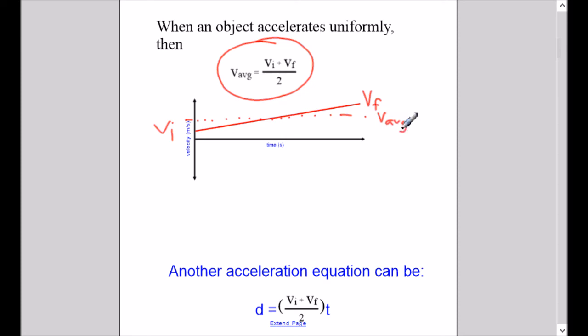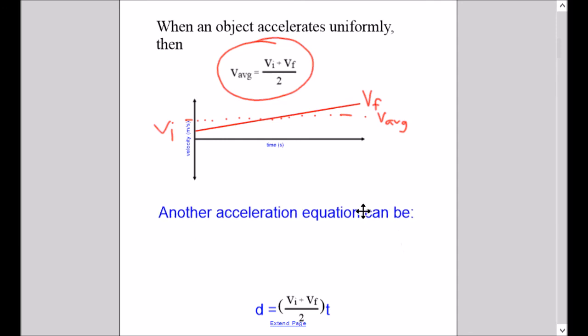And if that average velocity represents the whole motion, then you can develop a whole other equation. This is really just d equals v average times t, which was one of the first equations we learned in this class. But now I can substitute in (vi plus vf) over 2 for v average, and now I have a new equation that relates distance, vi, vf, and t, and of course this equation can be rearranged for different variables.